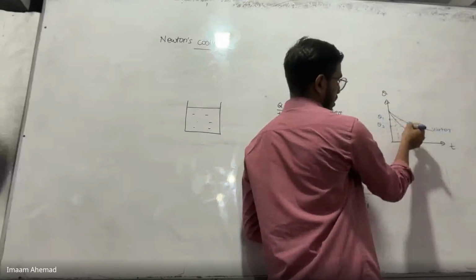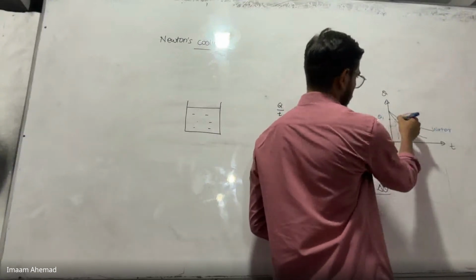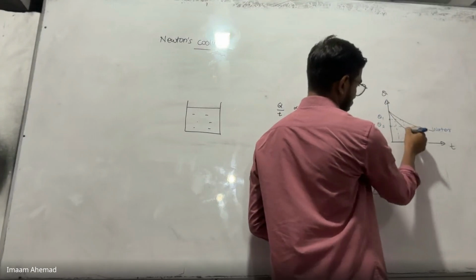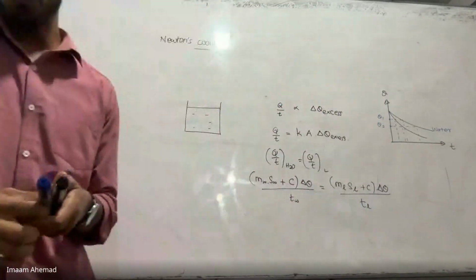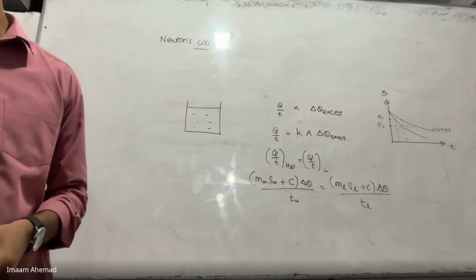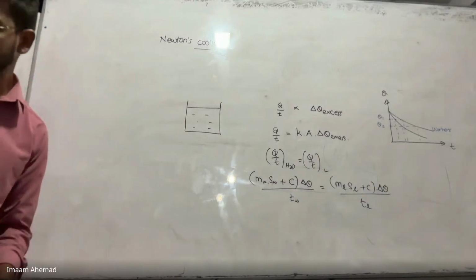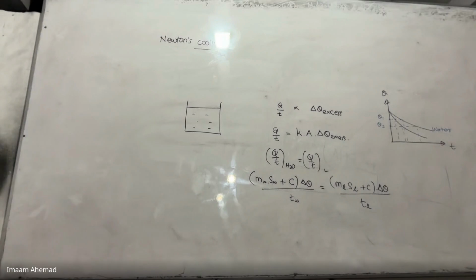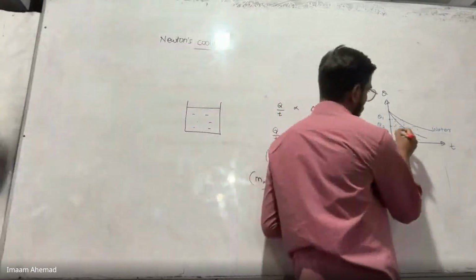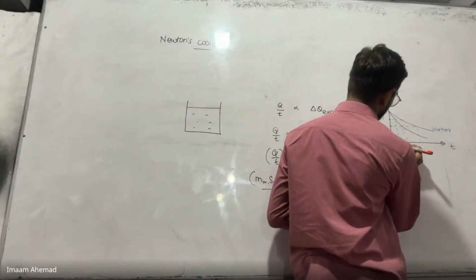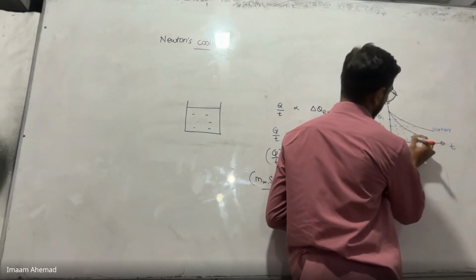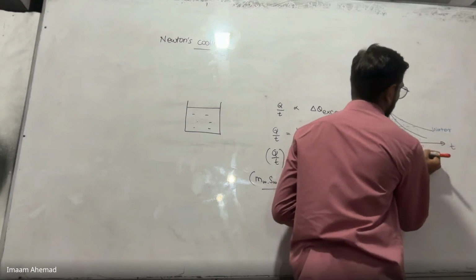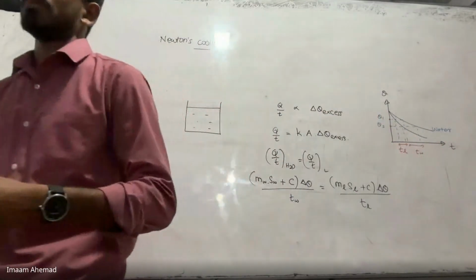So the time taken to drop from theta 1 to theta 2, we can mention it as T_W. This one is for the liquid, and this one is for water. Just like that, we can measure it from the graph, right?